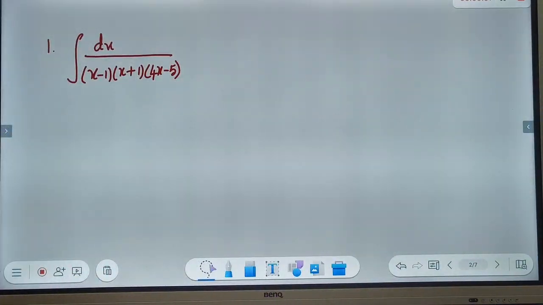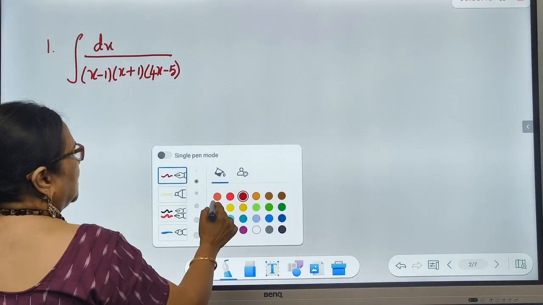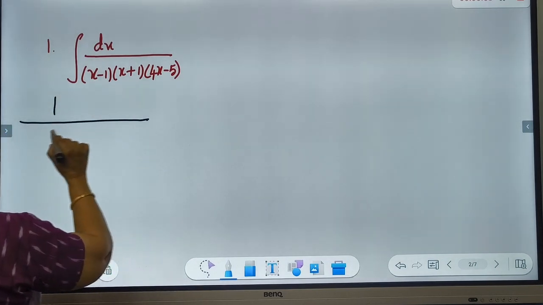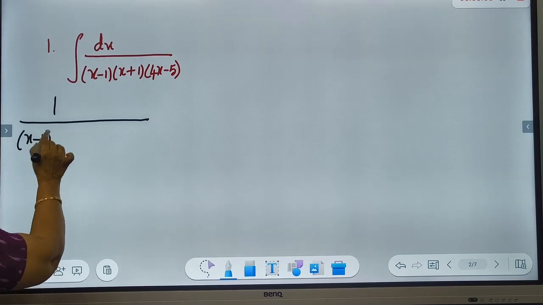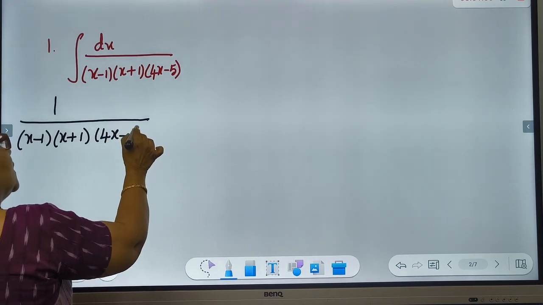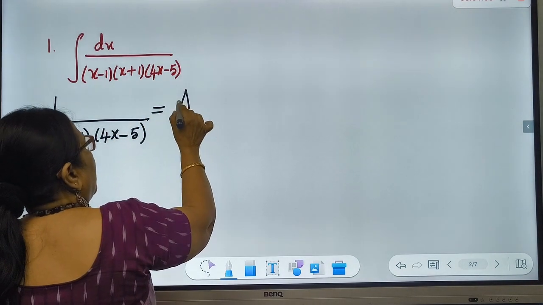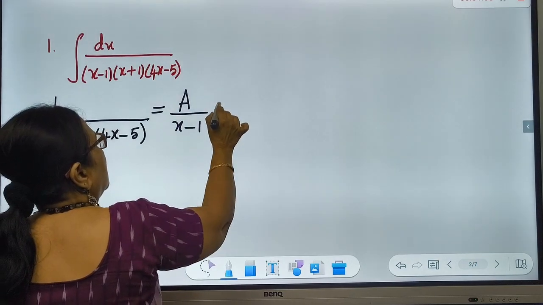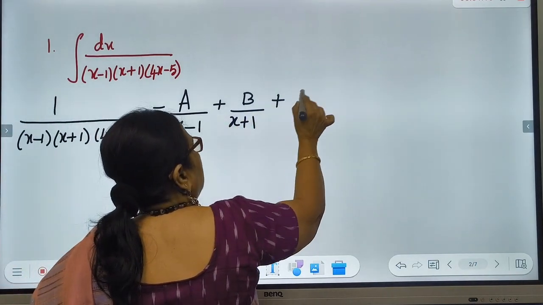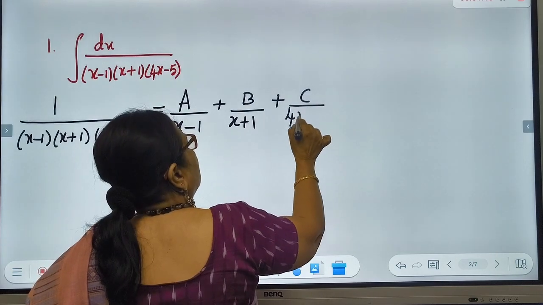Look at the following problem. We have the integral of dx by (x minus 1) into (x plus 1) into (4x minus 5). So what we are going to do is write the integrand, which is 1 by (x minus 1)(x plus 1)(4x minus 5), as A by (x minus 1) plus B by (x plus 1) plus C by (4x minus 5).